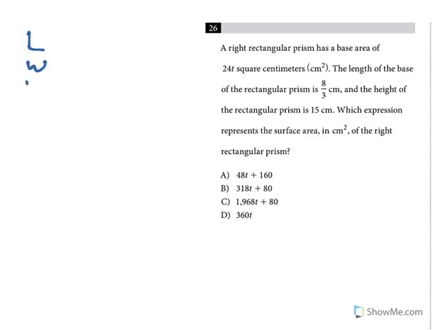I'm going to label my length, my width, and my height. So it says the base area, right? So we're going to assume that that's the length times the width, which is 24t. Okay. So the length of the base is going to be 8/3. So if I want to find out the width, 8/3 times the width is equal to 24t.